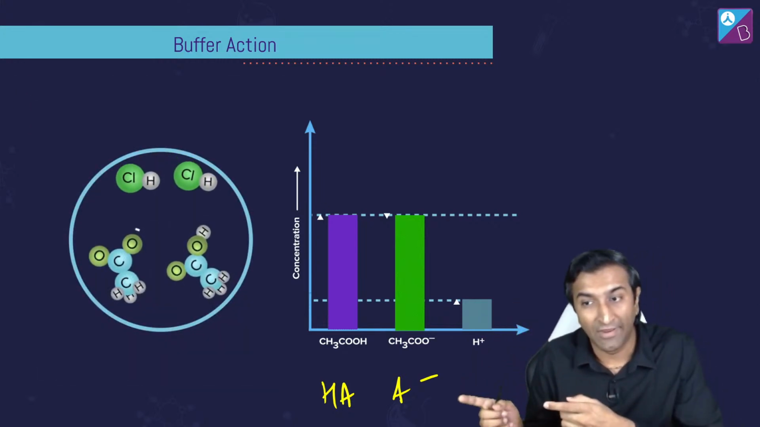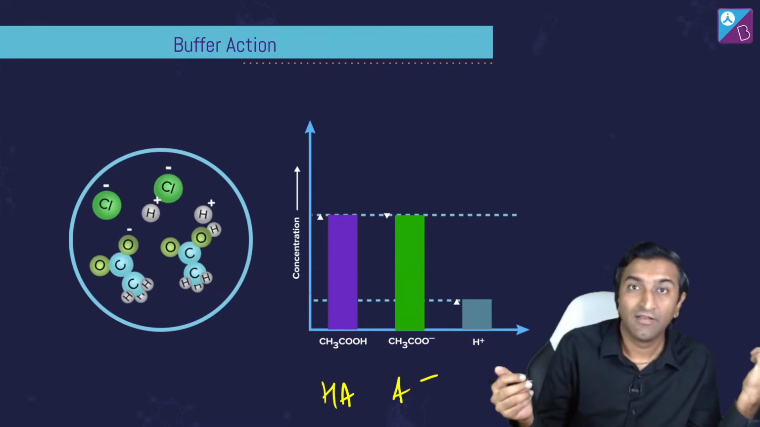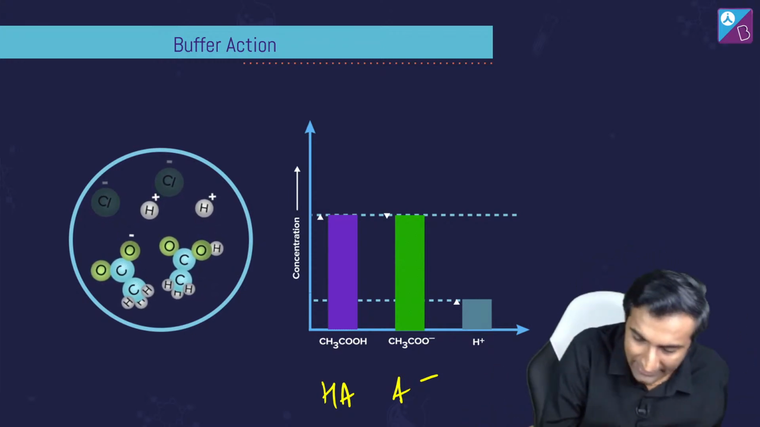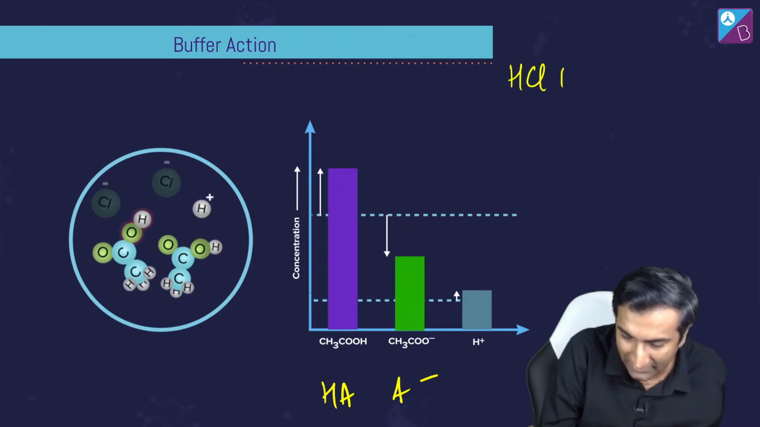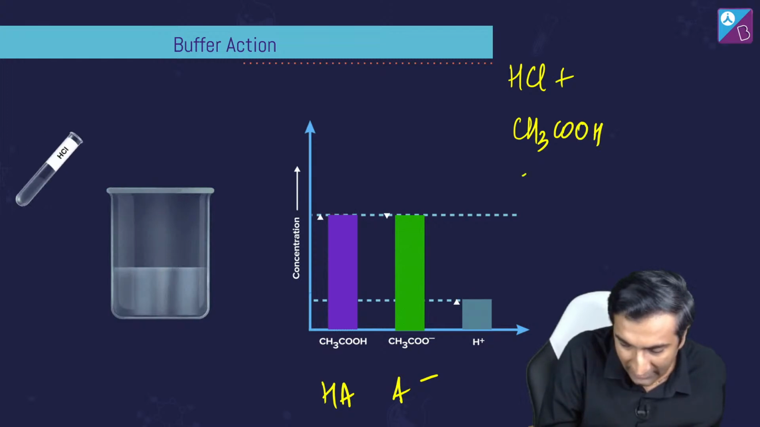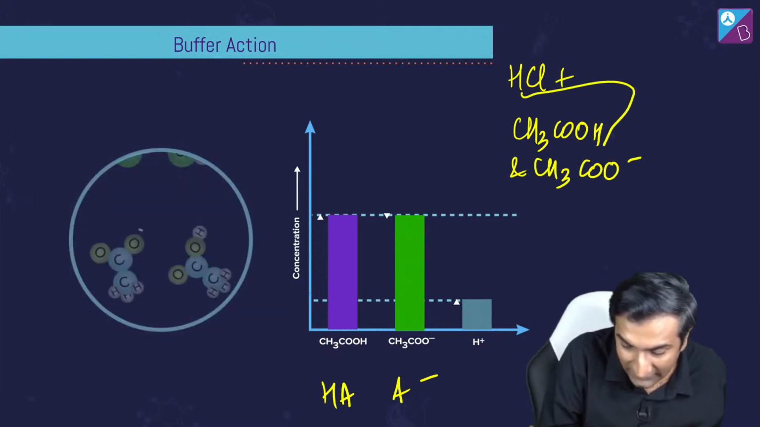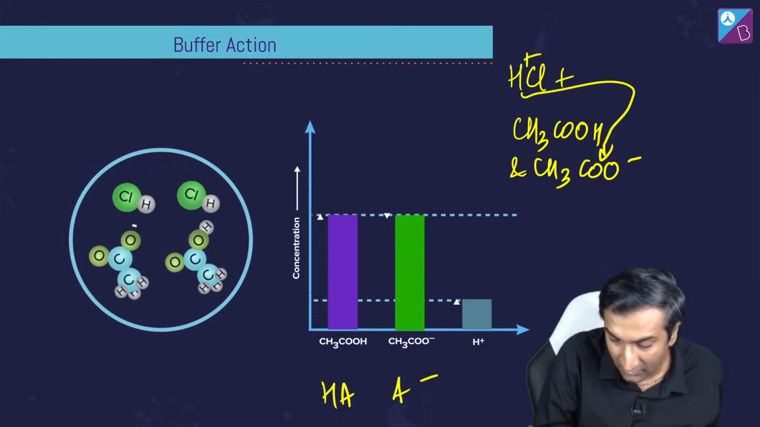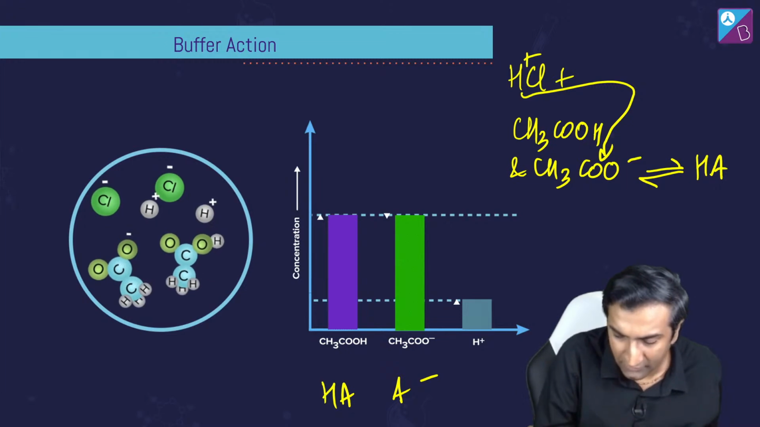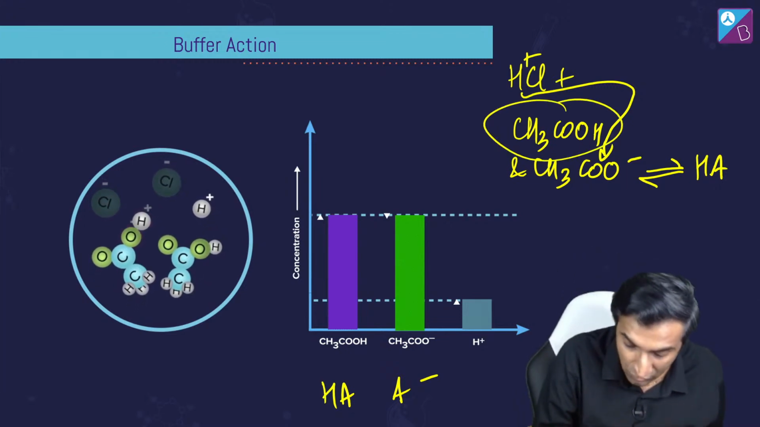CH3COO minus का concentration कम हो गया, HA का concentration बढ़ गया, और H plus तो बदला ही नहीं, and that's the beautiful thing. Okay, this is practically what happens. कैसे? I'll write the equation down for you. You have HCl and in solution you have CH3COOH and you have CH3COO minus. तो इसका जो H है वो इसके साथ react कर जाता है, ठीक है, causing this reaction to go and form HA. CH3COO minus खर्च हो रहा है, ठीक है, that's why इसकी concentration हो जाती है कम.